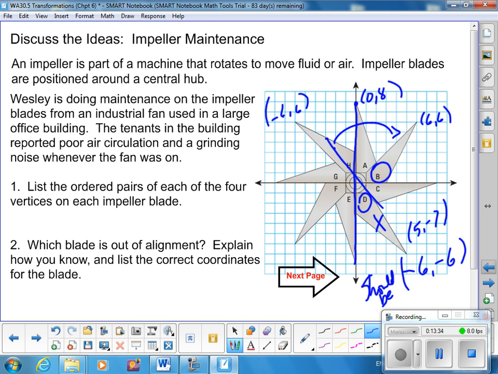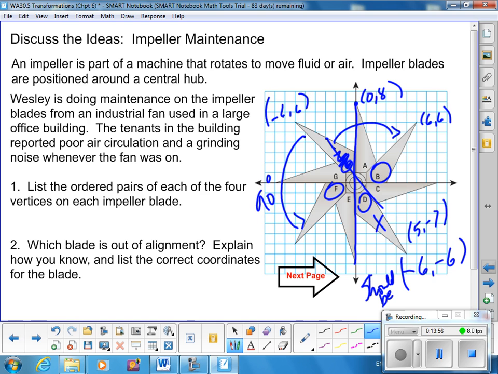Which blade is a 90 degree counterclockwise rotation of H? So 90 degrees counterclockwise is this way, which is the same as 270 clockwise. So you're looking for F. From H, 90 degrees counterclockwise is F.